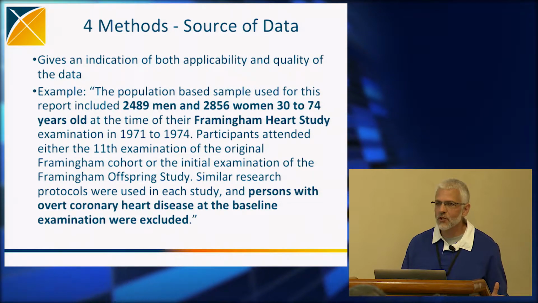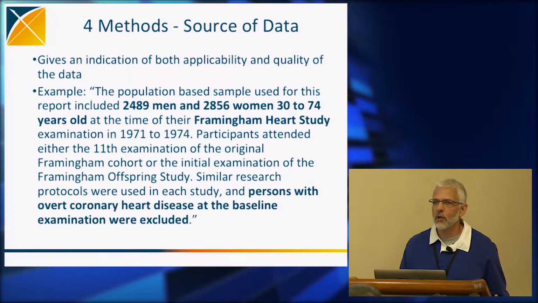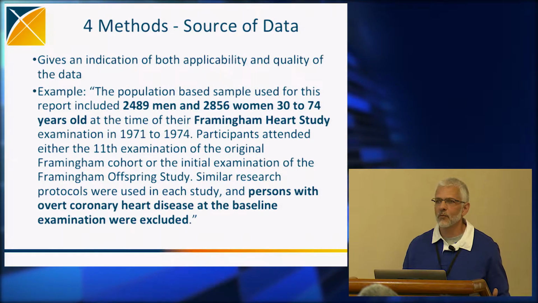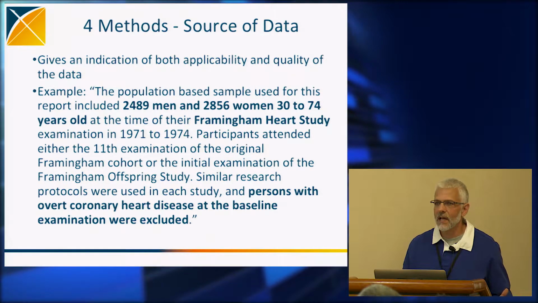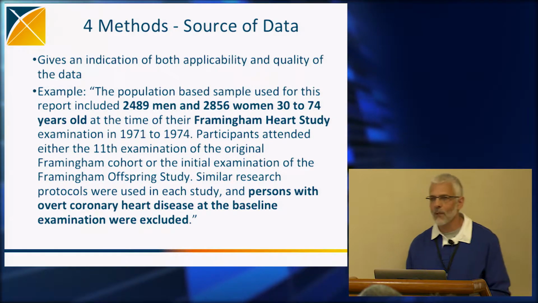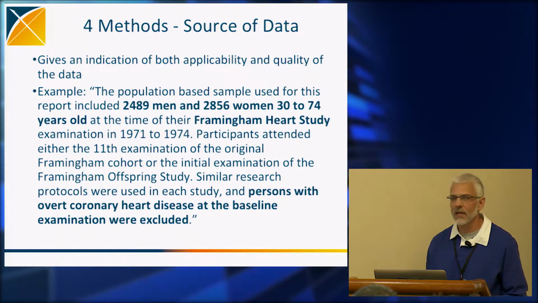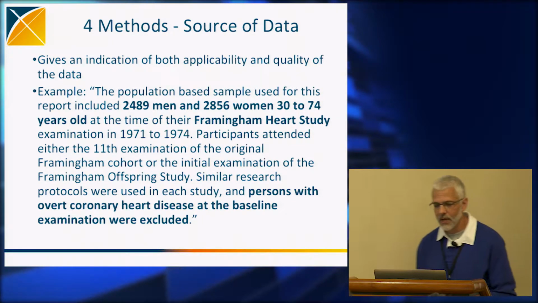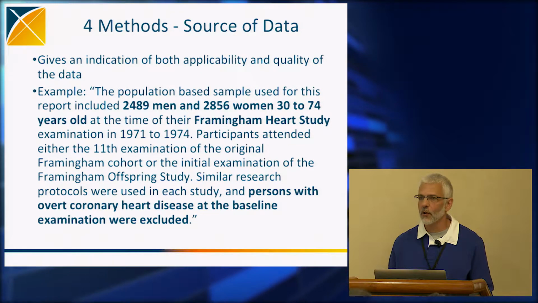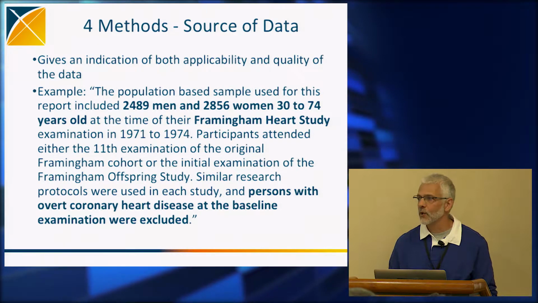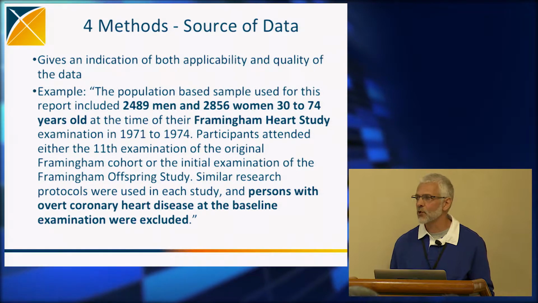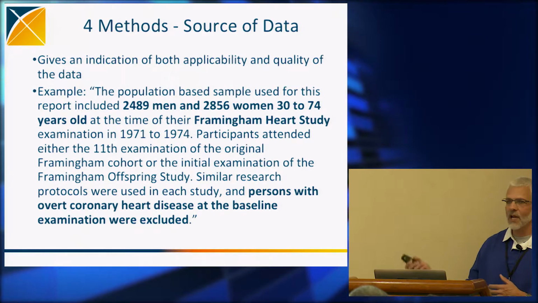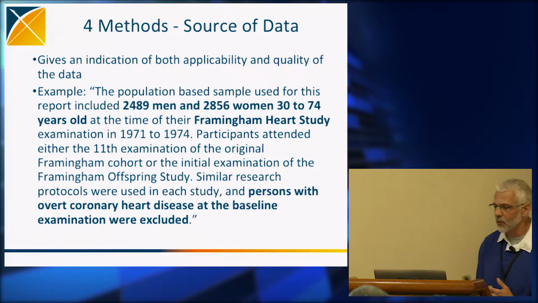For the methods and the data source, now this gets to whether the clinician will be able to trust the data. Was the model built with enough people? Was it built with a reliable data set? In this example, it was built from the Framingham Heart Study. So clinicians might be very familiar and very comfortable with the data from Framingham Heart. It included 2,500 men and 3,000 women, ages 30 to 74. So that gives the clinician a very good idea. It's not information for pediatrics, and it may not be information for somebody who treats the very old.